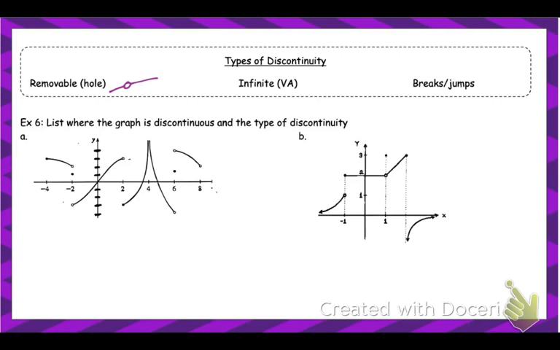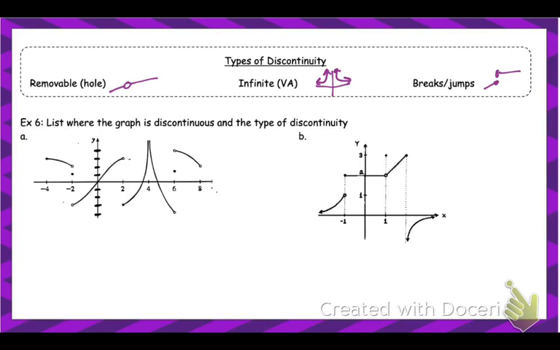Whereas a break or a jump looks very different because your graph actually jumps, or you have to pick up your pencil and go to a new y value. You don't just continue from that little open gap. Then the last one is an infinite discontinuity, which you usually see in the form of a vertical asymptote. We're going to deal with these a lot when we get to rational functions.